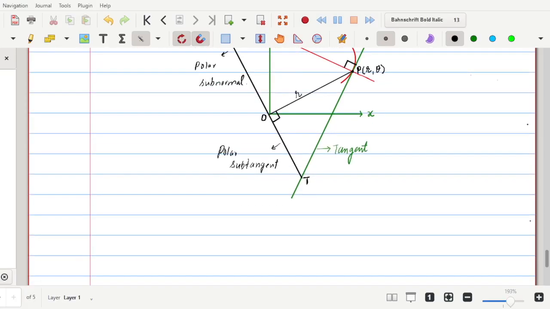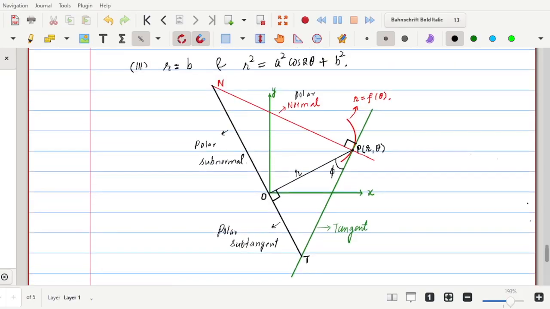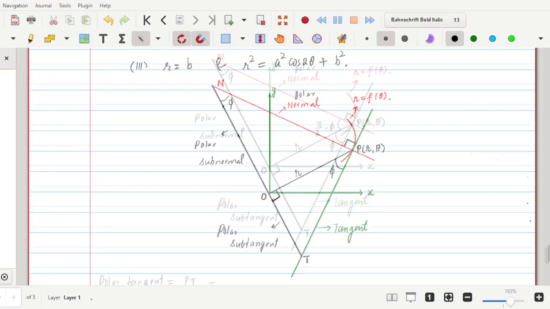So first of all, we write down the polar tangent. We can see the polar tangent in this figure is PT. So PT is the polar tangent. We have evaluated what is the length of this PT. Now if we again look at this figure, we have this angle here. This is the angle between the radius vector and the tangent, and we know already how we calculate this angle. Then in the same figure, this angle will also be equal to the same phi.